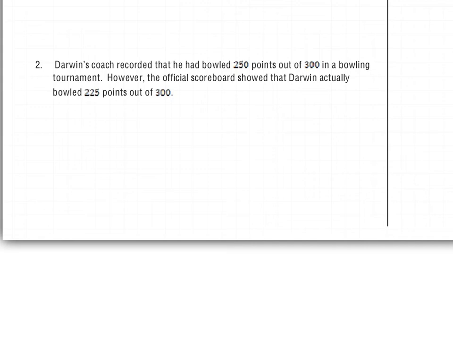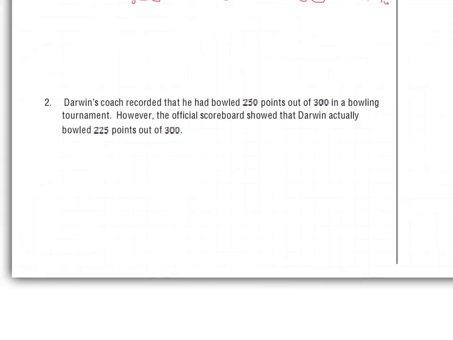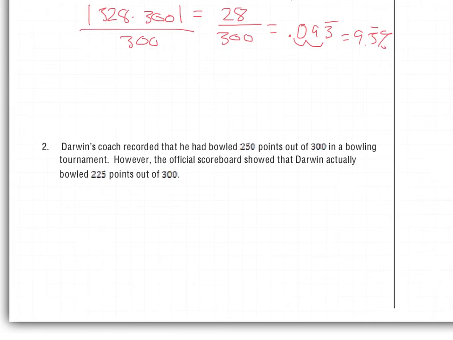Finally, look at the last one. Again, identify for yourself in this particular problem which is the measurement and which is the actual. Think about that, and then go ahead and solve and find your percent error for this problem. So as we look through this, what we see here is that he recorded that he had bowled 250 points. However, the official scoreboard showed that Darwin actually bowled 225 points.